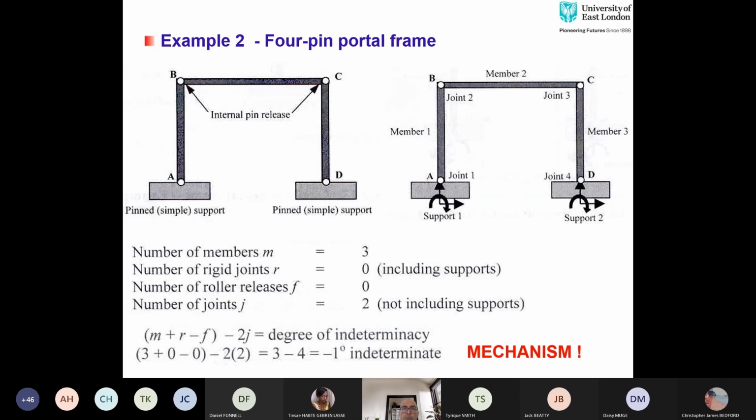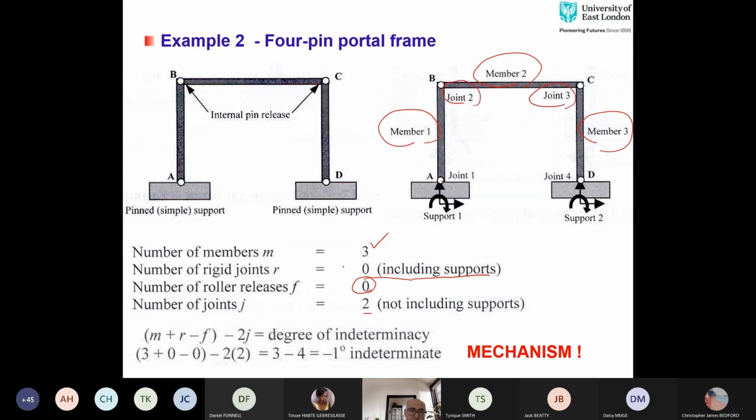Now I will move to 4-pin frame. First of all, we have to count number of members. The number of members is 3. Number of rigid joints is 0. Because we have pin at A, pin at B, pin at C, and pin at D. So we don't have any rigid joints. The number of roller releases, we do not have any roller over here. And number of joints, not including supports, we have 2 joints, B and C.